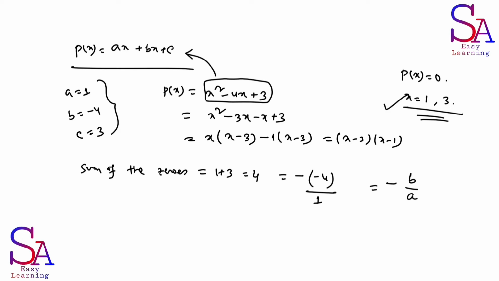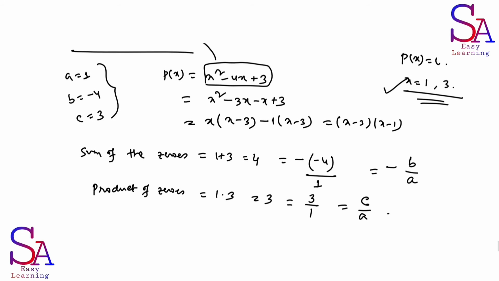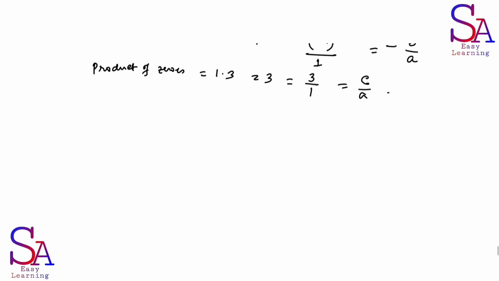Now the product of the zeros, that is 1 into 3, which is 3, and that can be written as 3 by 1, that is c by a. Here a equal to 1, but if we take another a, then also it is satisfied.